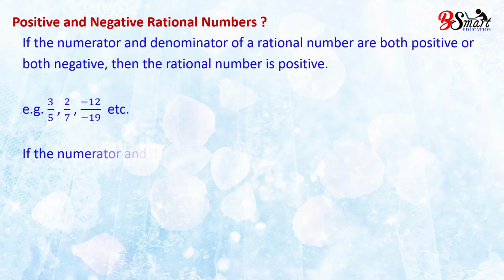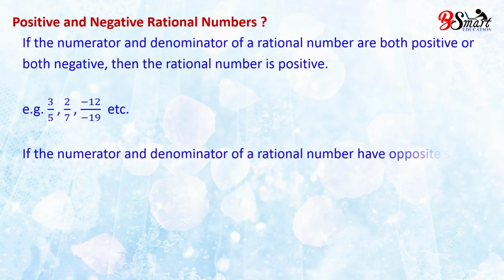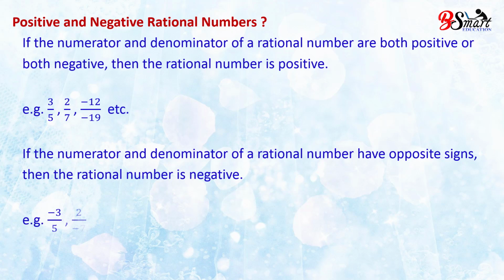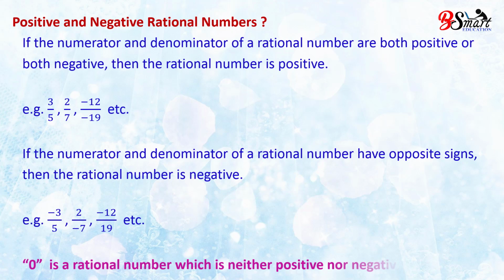If the numerator and the denominator of a rational number have opposite signs, one positive and the other negative, then the rational number is negative. For example, minus 3 by 5, 2 by minus 7, minus 12 by 19, etc. are negative rational numbers. 0 is a rational number which is neither positive nor negative.